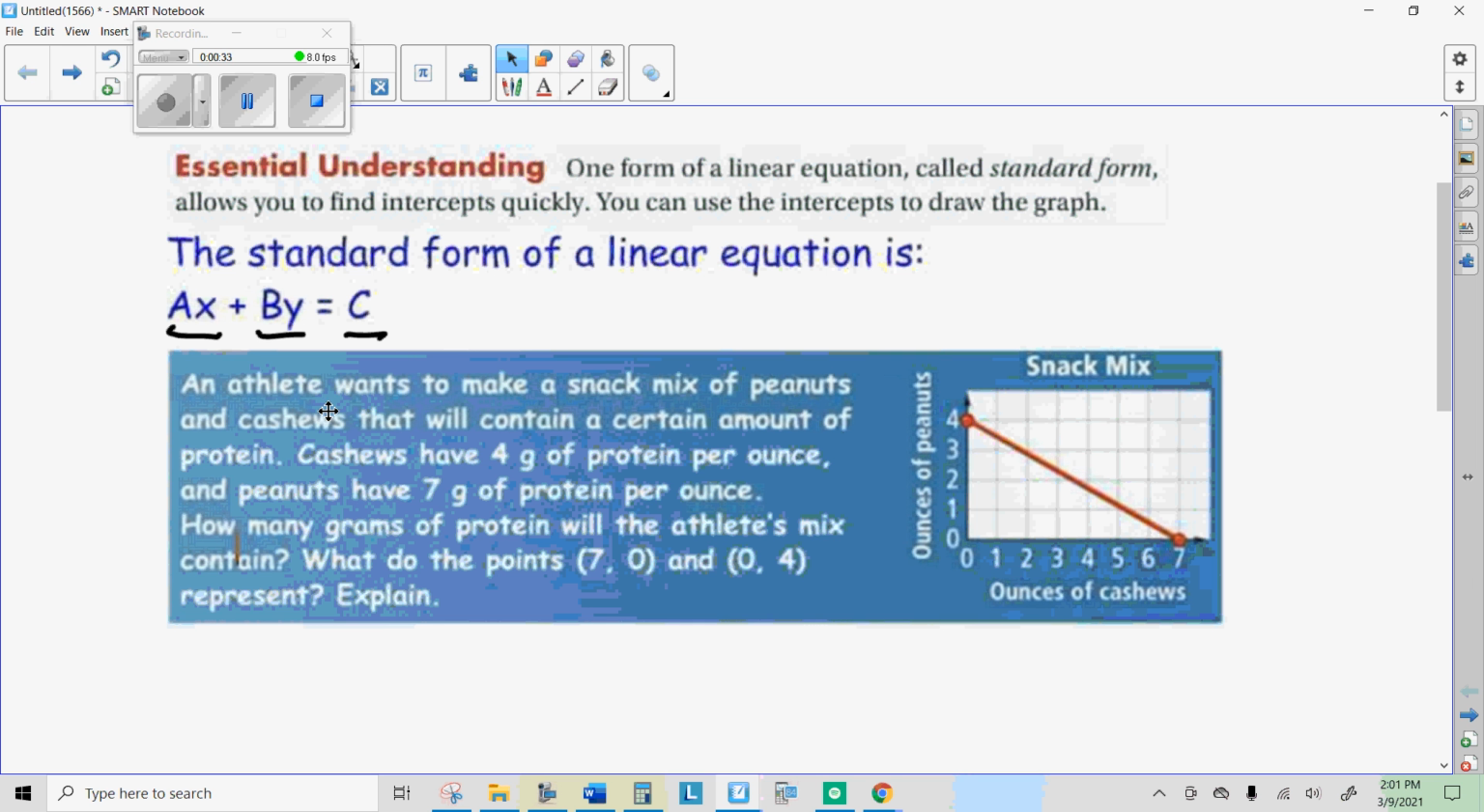So go ahead and read this problem and answer the question. What do you think the points (7, 0) and (0, 4) represent in this problem?